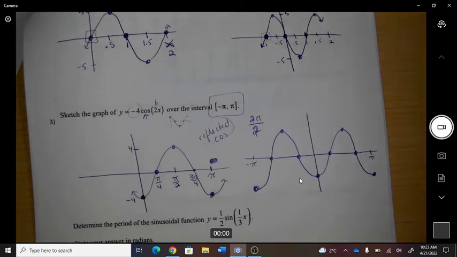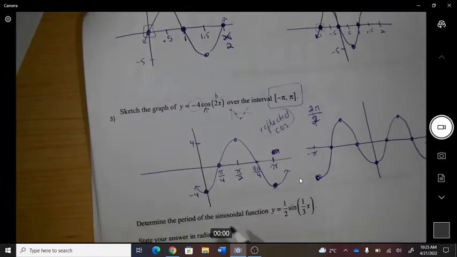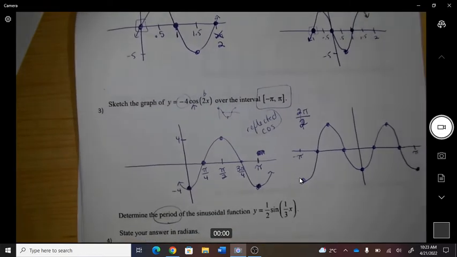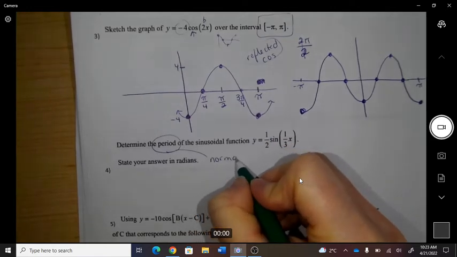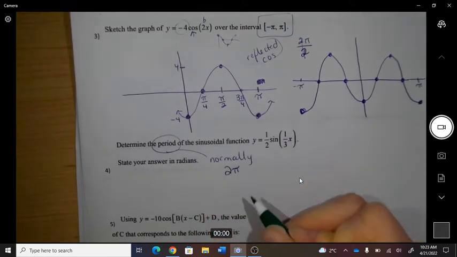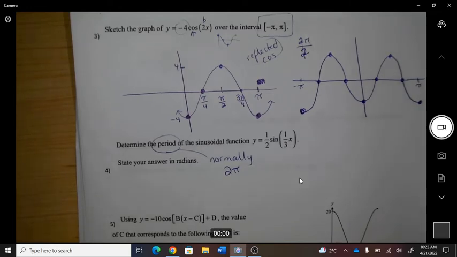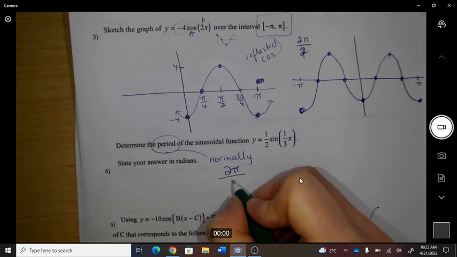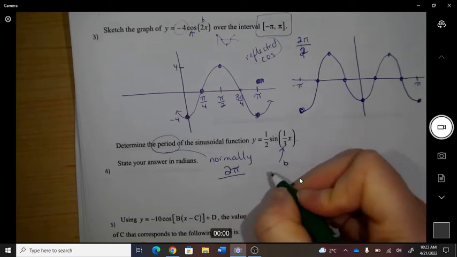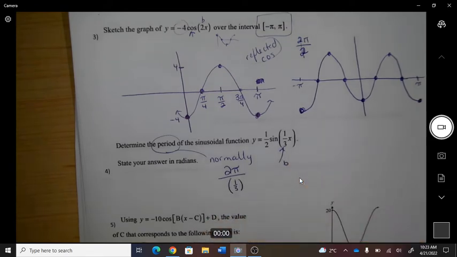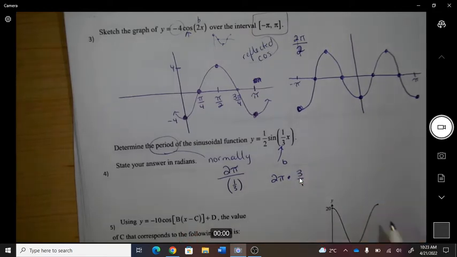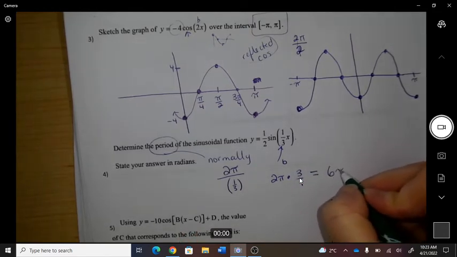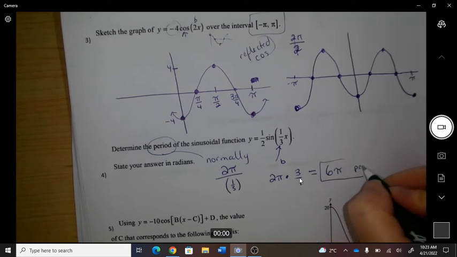Okay, number 4, we don't need to graph it, it just says determine the period. So our period is normally 2 pi. That's the last x value we usually have. So now I'm going to divide it by b. That is division by a fraction, which means we multiply and flip. So 6 pi is the new period.